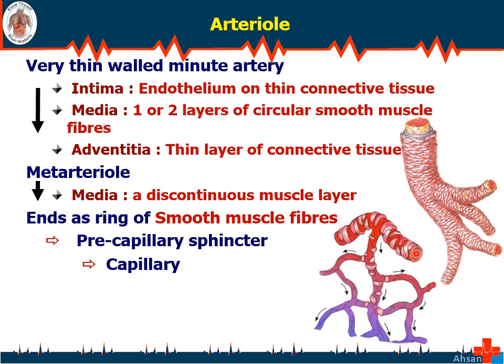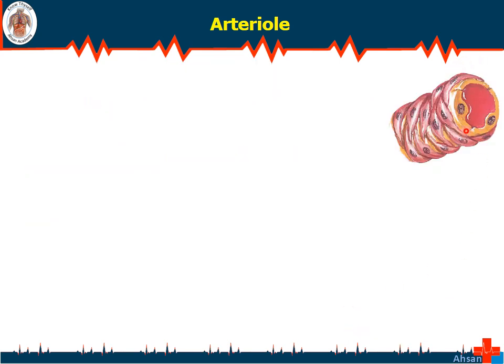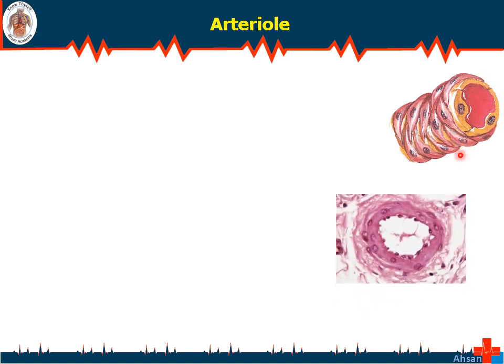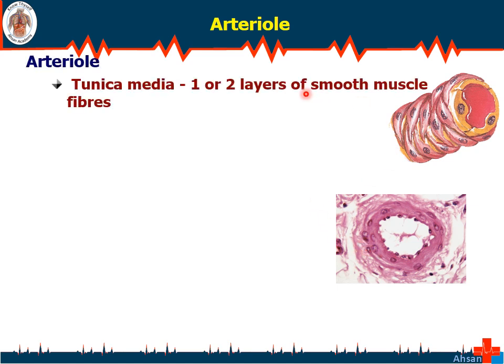Look at this. This is the metarteriole, this is the arteriole, and this one is the precapillary sphincter. You can see the ring, and after that this is the capillary. This is an arteriole, with a single continuous layer of smooth muscle in the wall. This is also an arteriole; you can see one or two layers of smooth muscle. So the arteriole has one or two layers of smooth muscle. This is the histological classification.